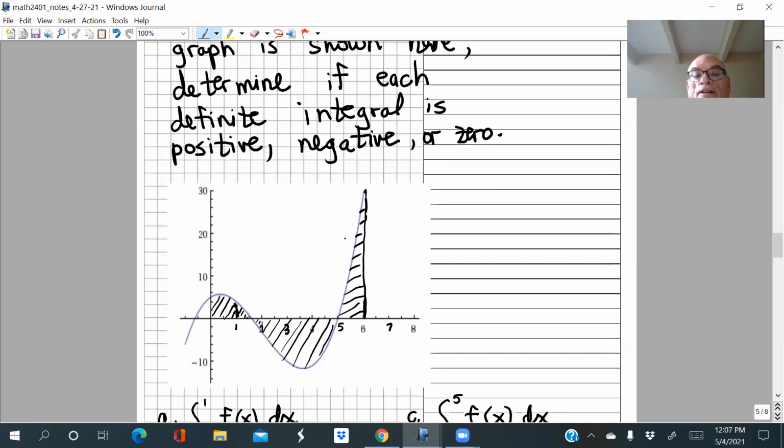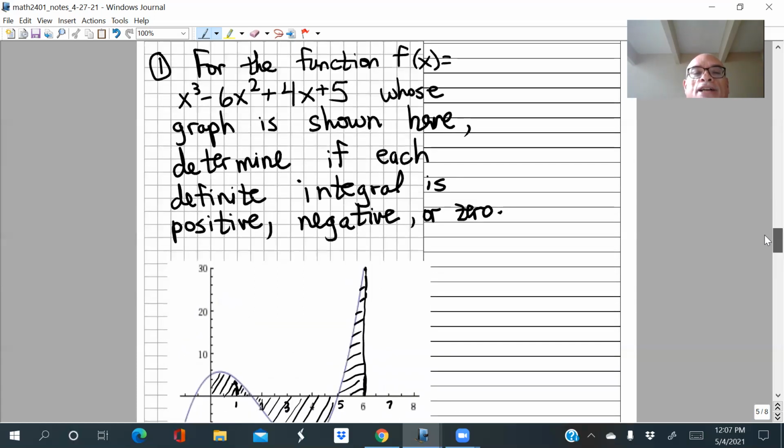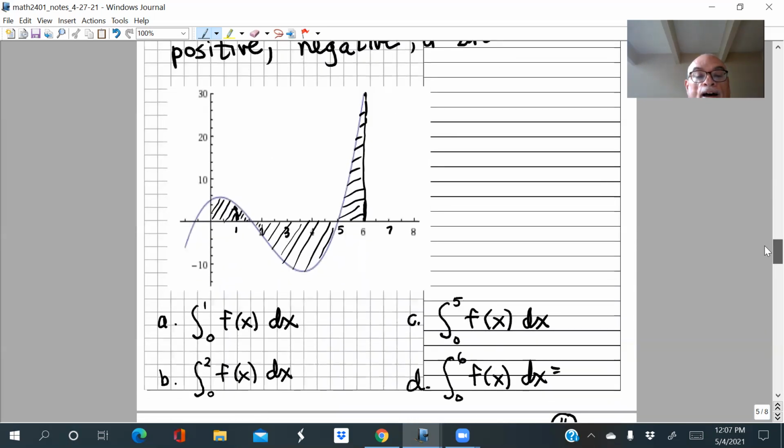Okay. So what's that function again? x cubed minus 6x squared plus 4x plus 5. So when you graph that, you get this nice wavy curve like this, okay? And we want to look at some of the areas between this curve and the x-axis. All right, so let's look at this area.